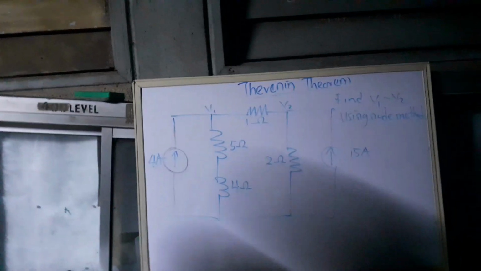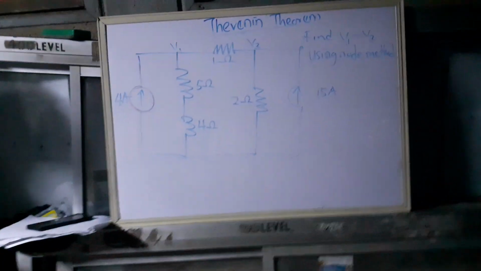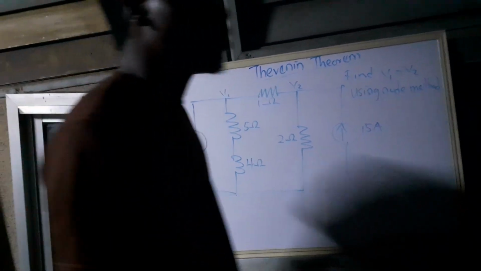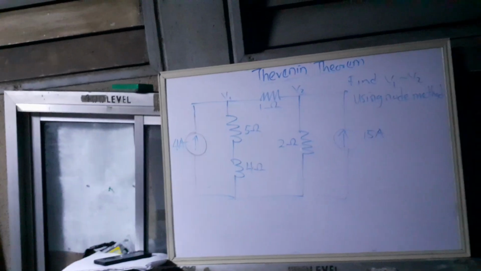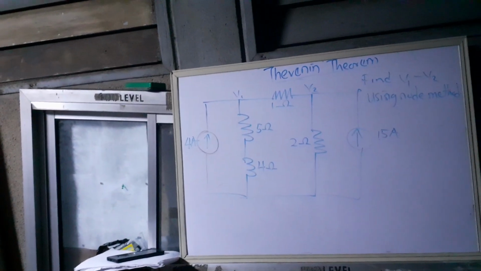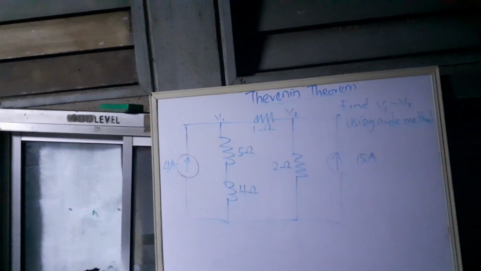So imagine you have 3 minutes to solve this question. V1 minus V2 is a voltage now. This one is a 1 ohm. V1 minus V2. That's how I solved it. You have to solve it.